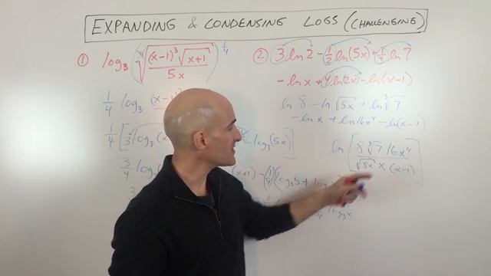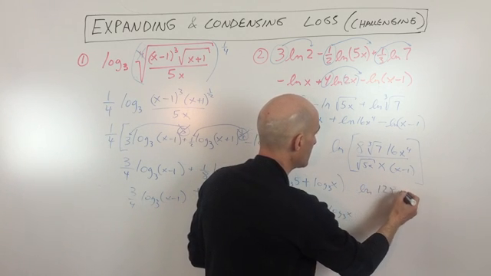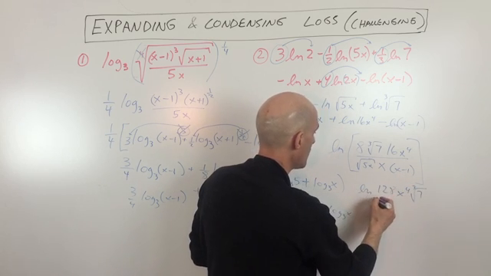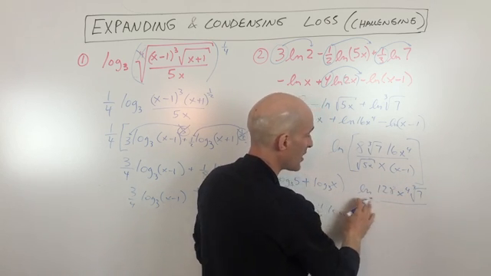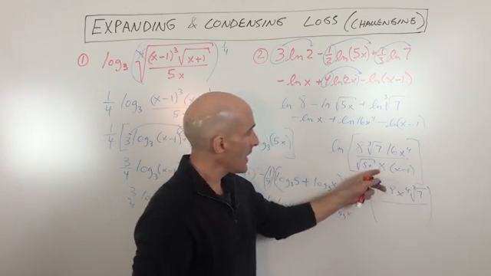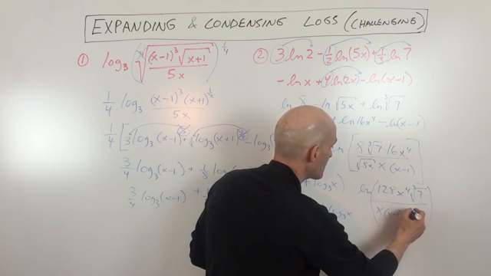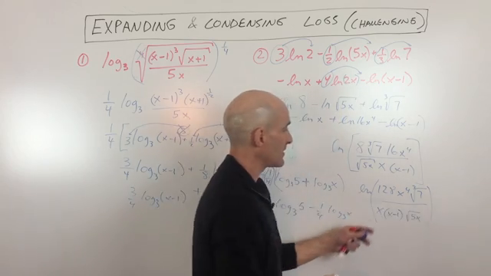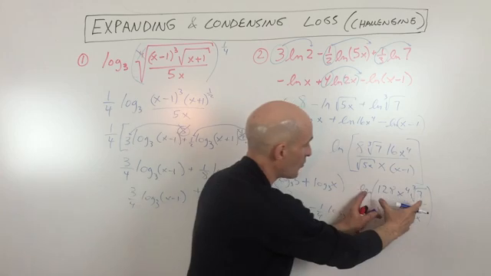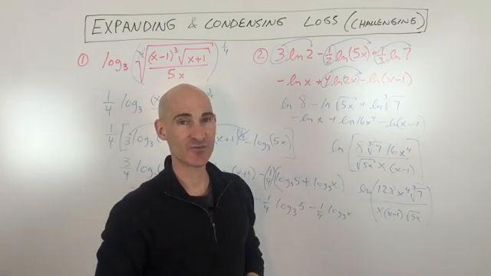8 times 16 is 80 plus 48 is 128. So we have the natural log of 128, x to the 4th, cube root of 7, all divided by x times x minus 1 times the square root of 5x. The natural log is not going to be divided, just the argument, so that's a common mistake students make. So this is fully condensed, and if you want to check yourself or just practice, I would take this quantity and go ahead and expand it and see if you get back the original expression there.